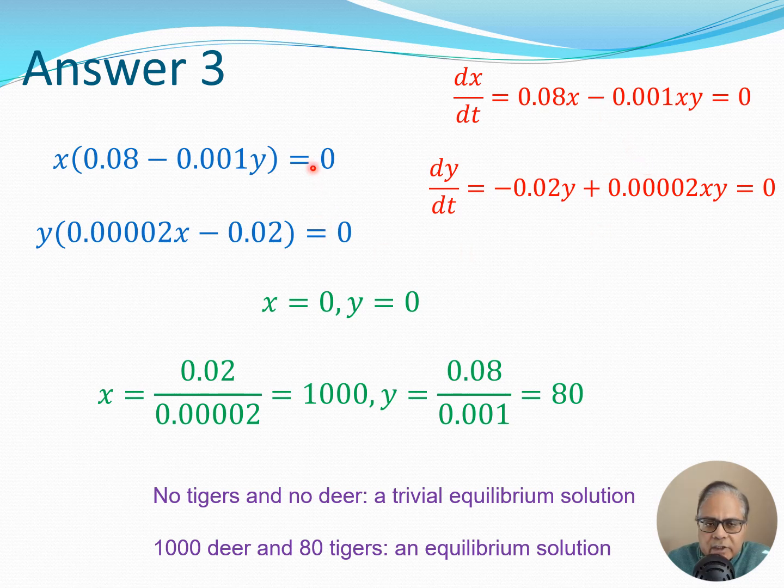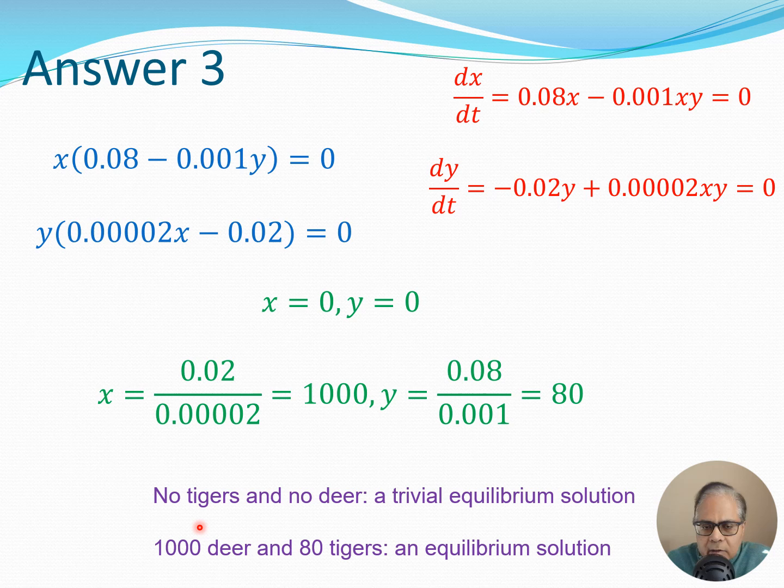And the moment we set this, just like our previous slide, we do this particular solution here and we get x is 0, y is 0, the trivial solution. And then we also get x is 0.02 by 0.402, that is 1000, and y is 0.08 by 0.001, that is 80. So the first solution simply says that there are no tiger and no deer in this forest, and so it is in a complete state of equilibrium. The second case is that there are 1000 prey or deer in the forest and there are 80 tigers, which are the predators, and so this is also an equilibrium solution.